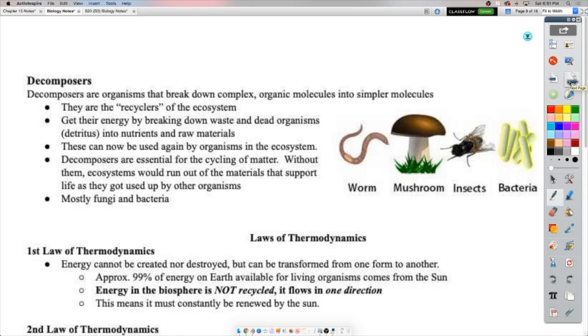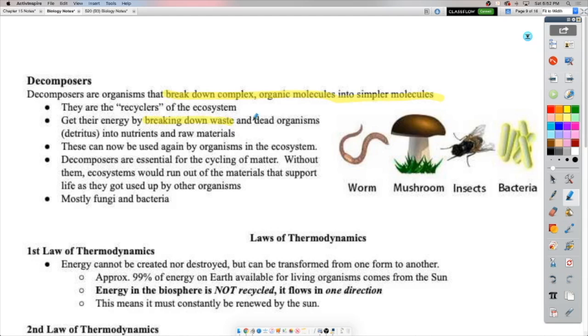There's another important energy role in an ecosystem. We don't really give it a trophic level, but it does play an important role. Okay, so decomposers are things that break down complex organic molecules, so molecules in things that were living. Remember we talked about these when we talked about fossilization. They break down complex organic molecules into simpler molecules, and that's where they get their energy.